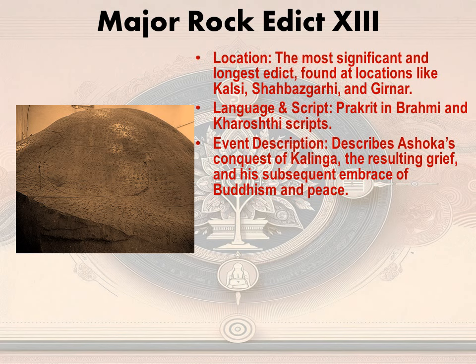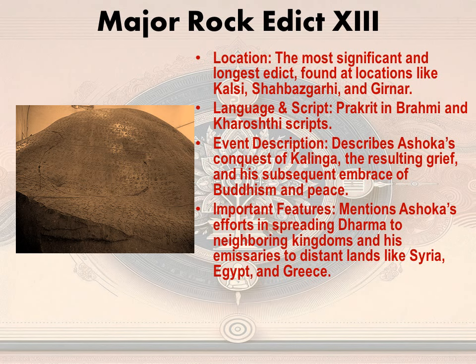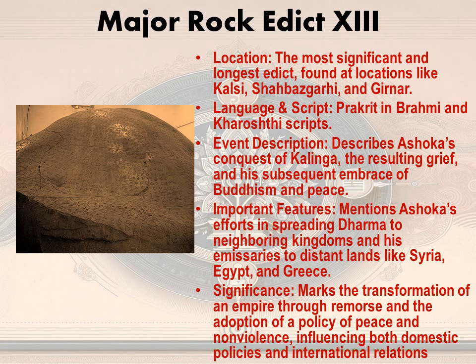And thus, this inscription is very much significant in order to understand the scale of destruction of war in Kaling and what was its result in the form of governance. How did it influence the form of governance that Ashok undertook after the war in Kaling? It mentions Ashok's effort in spreading dharma to neighboring kingdoms and his emissaries to distant lands like Syria, Egypt, and Greece. So, from this inscription, we get to understand that the dharmic influence was not only reserved for Indian subcontinent, but it spread to distant lands like Syria, Egypt, and Greece also. It marks the transformation of an empire through remorse and adaptation of a policy of peace and nonviolence, reflecting both domestic policies and international relations.